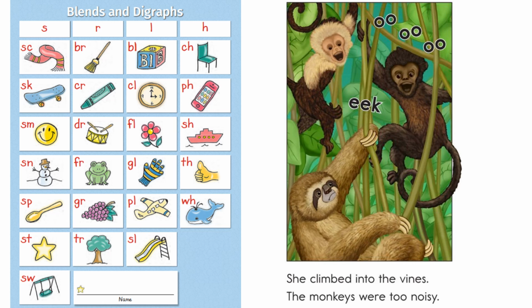Try again. Think, do any of these words have a blend or digraph? And try to think, how can I use that sound to help me solve these words? All right, let's read the page together. She climbed into the vines. The monkeys were too noisy. Eek! Ooh, ooh, ooh.